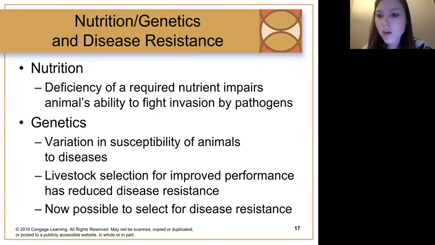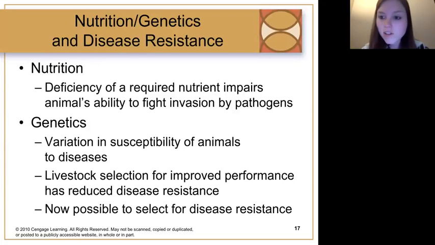So we've talked about before how animals have to have their nutrient requirements met. And so the deficiency of a required nutrient will actually impair the animal's ability to fight an invasion by pathogens, because the animals need nutrients to get energy to be able to do things in the body, to grow. And then the immune response requires energy. So if the animals don't have enough nutrients, they're not going to have an efficient immune system.